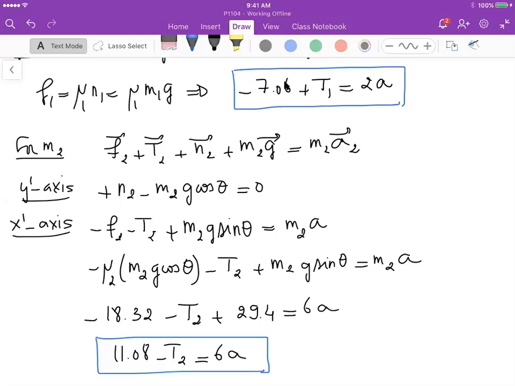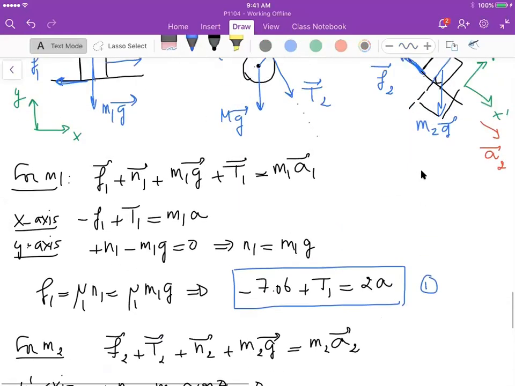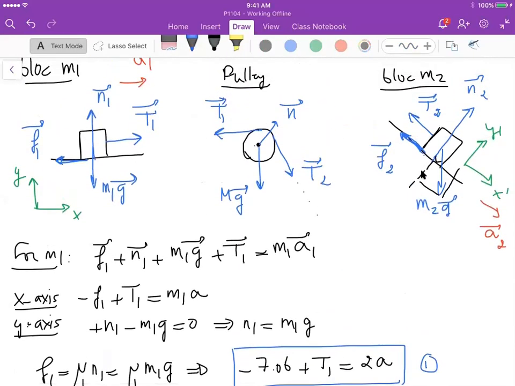At this point, we still cannot determine the value of A, the acceleration of the two blocks, because we have two equations. So let's call this equation number 1 and this equation number 2. So we have two equations with three unknowns, T1, T2, and A. And this is not possible. We cannot solve two equations with three unknowns. We need one more equation. The missing equation is Newton's second law applied on the pulley.